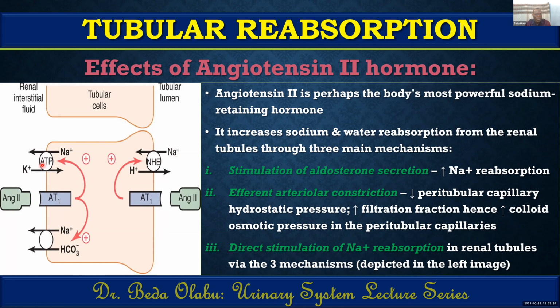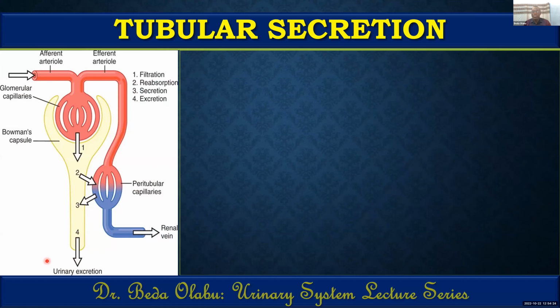How about on the basolateral membrane? On the basolateral membrane, angiotensin II promotes the activity of the sodium-potassium pump, which releases 3 sodium out for every 2 potassium into the cell. And remember, this gradient was important so that we can promote more sodium entering the cell from the lumen. The third mechanism is that angiotensin II stimulates the sodium bicarbonate co-transportation at the basolateral membrane as well. So these are the mechanisms mediated by angiotensin II to promote tubular reabsorption. That is the second major mechanism of urine formation.